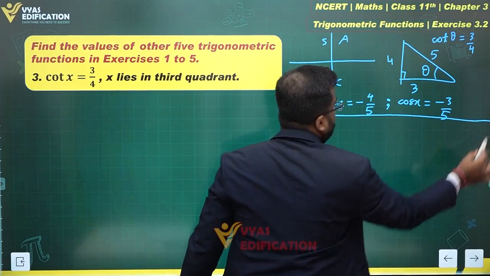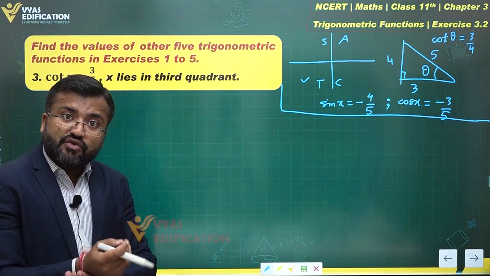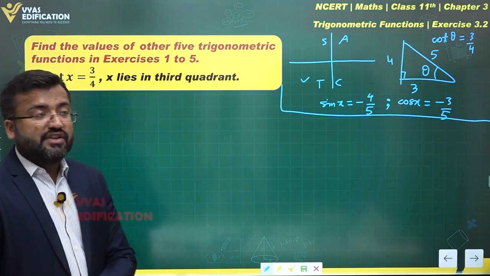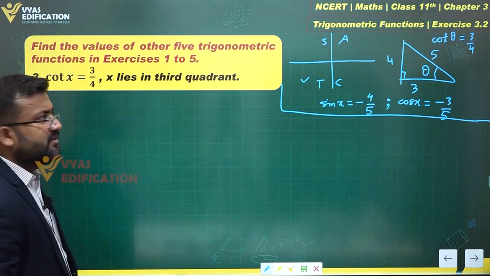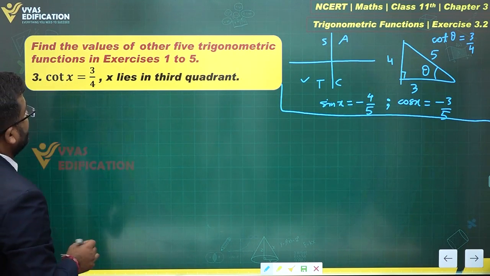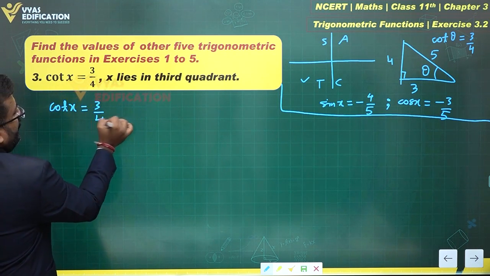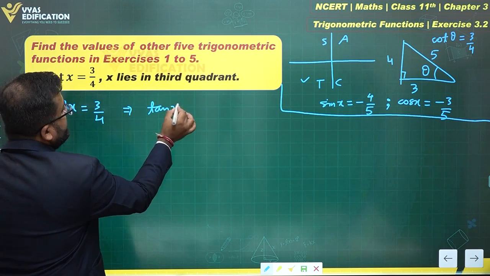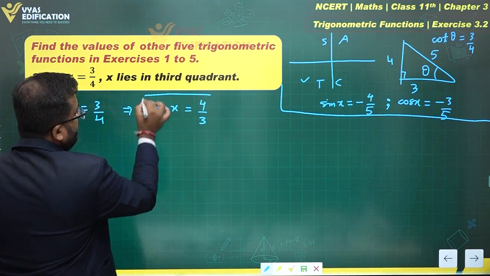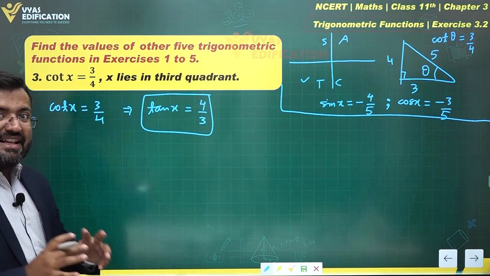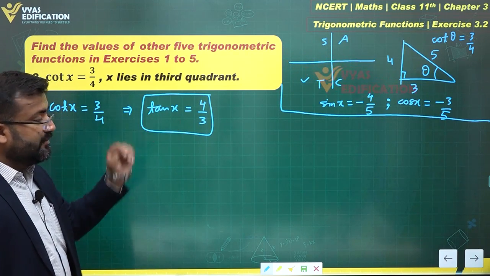This is a simpler idea, but the NCERT people want you to solve without using any diagram or triangle, without using the simple concepts. So let's continue using that approach. It is given that cot x equals 3 by 4. So the first thing that you can find is tan x, which is equal to 4 by 3. This is simply the reciprocal of cot x. That is very simple to find.